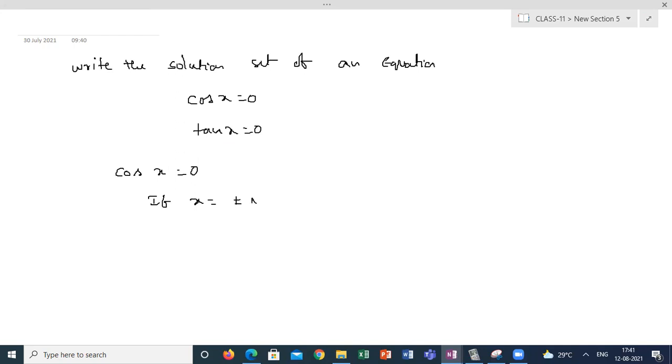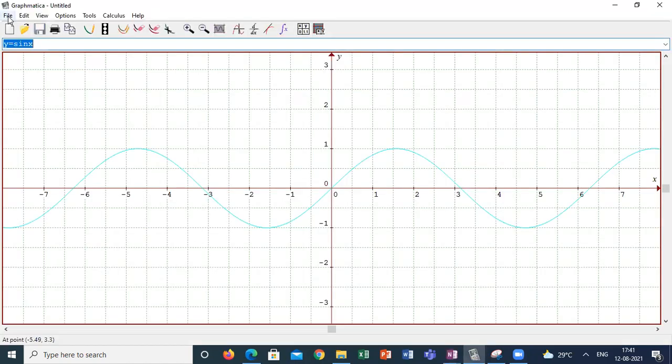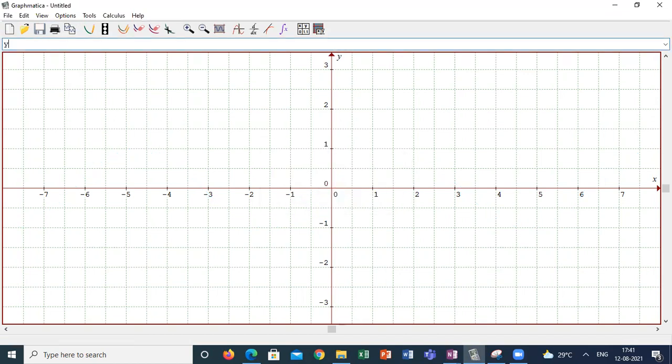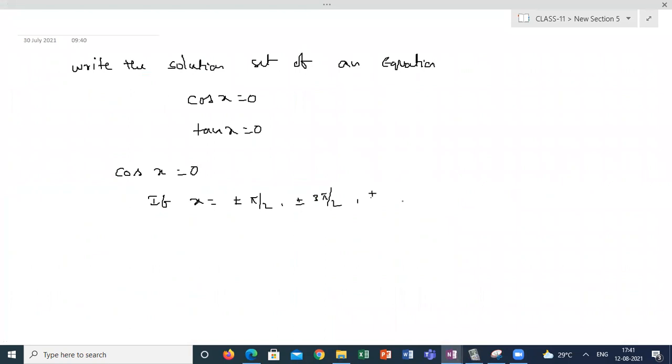Plus or minus pi by 2, plus or minus 3 pi by 2. Look into here. If you are not clear, just try to recapitulate the graph, y is equal to cos x. See the graph at this point, pi by 2, again 3 pi by 2, here minus pi by 2, minus 3 pi by 2, minus plus 5 pi by 2. So what are the values you are getting? 0 here, plus or minus 5 pi by 2.